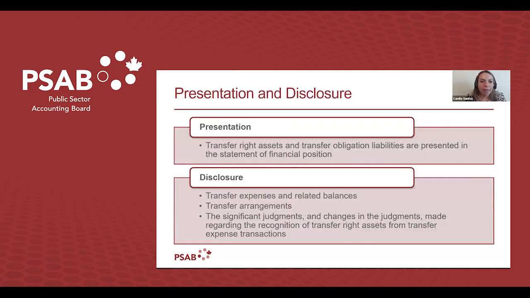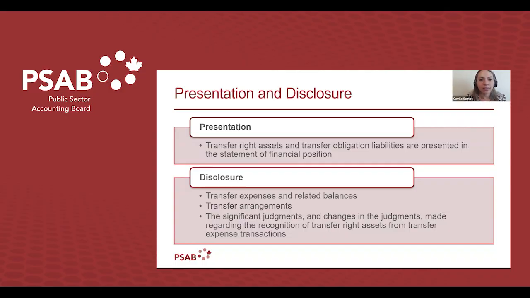As required by IPSAS 1, an entity has to present an analysis of expenses using a classification based on the nature of expenses or their function within the entity. In the context of transfer expenses, the analysis of expenses by nature results in the presentation of transfer expenses as a separate line item, while the analysis of expenses by function results in the allocation of transfer expenses to the various programs or purposes for which the transfers were made.